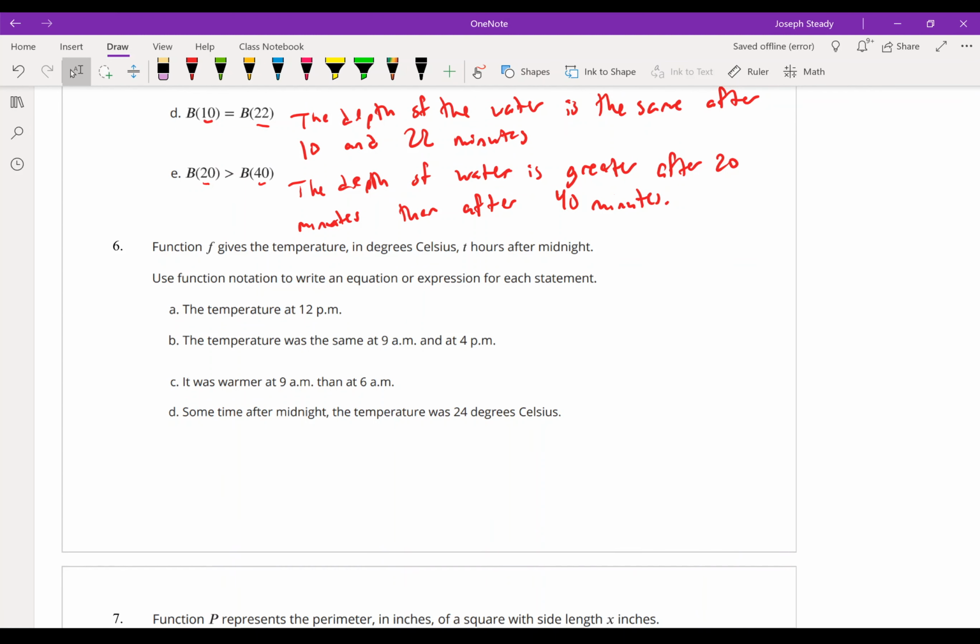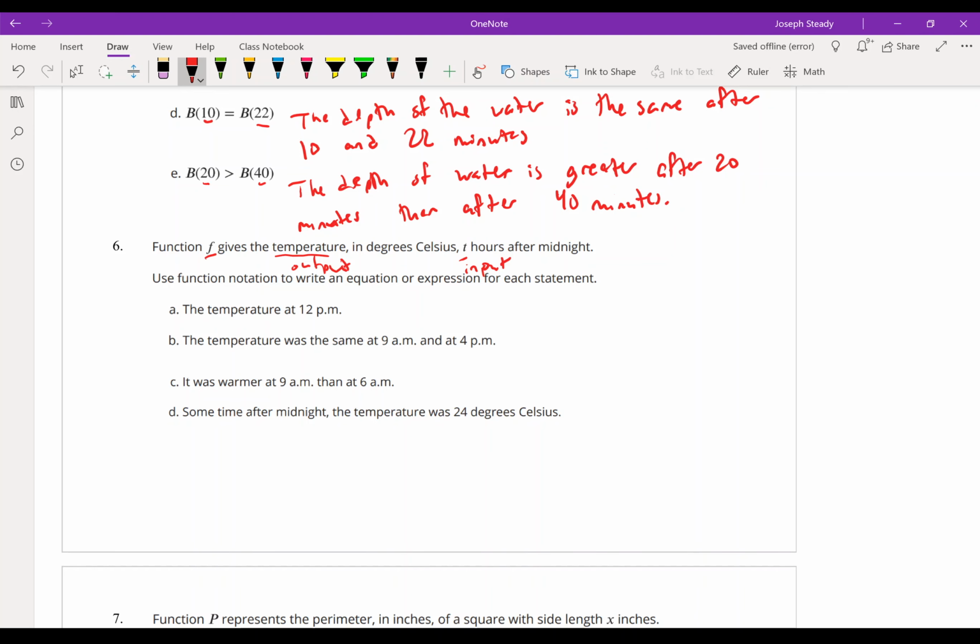Number 6, function f gives the temperature in degrees Celsius t hours after midnight. So again, temperature is our output, and f is the name of the function. T is our input, so time is our input. And it's important to recognize that t is not going to look like 3 p.m. or 6 a.m. It's going to just look like a number of hours after midnight.